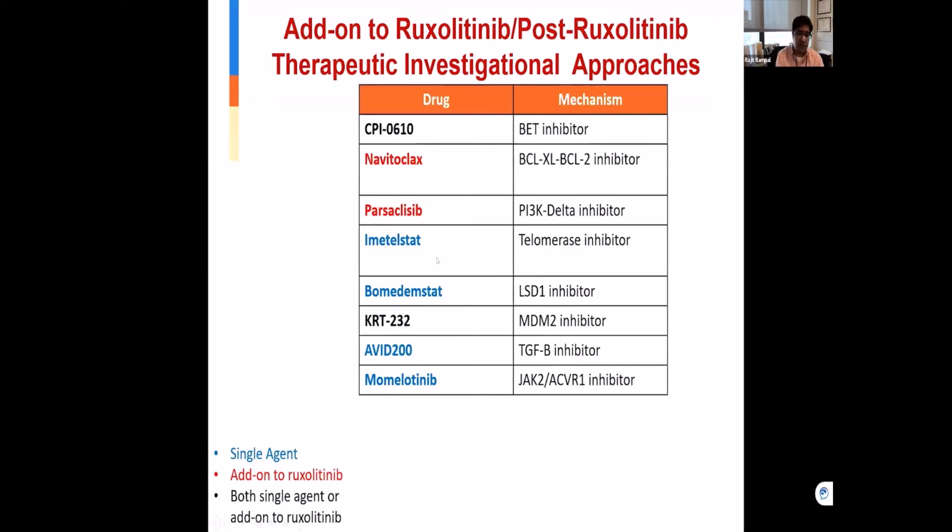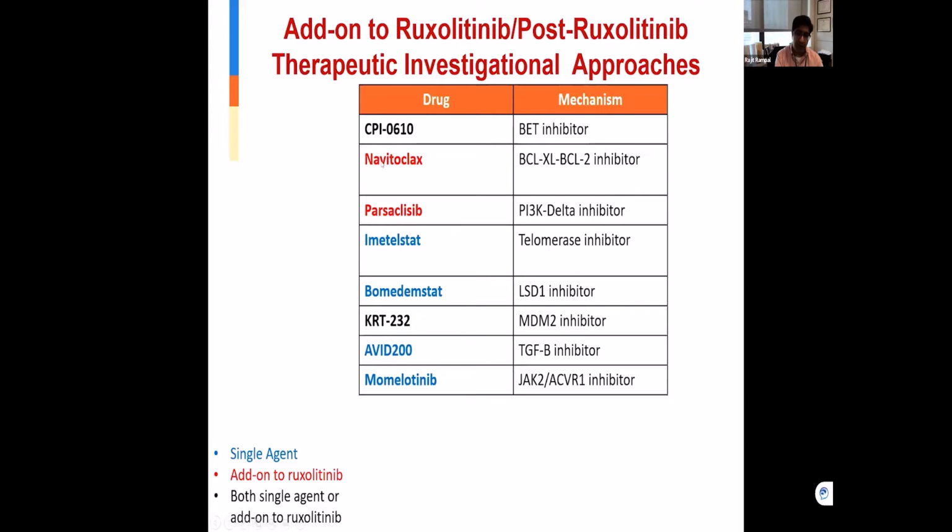There is a drug called CPI-610, also called pelabresib, which has generated a lot of excitement. It's in phase 3 trials, and it's being studied in combination with ruxolitinib. It has been studied in earlier phase 2 studies, and it looks like it reduces the spleen by about 70% or so in patients versus the 40% with ruxolitinib alone.